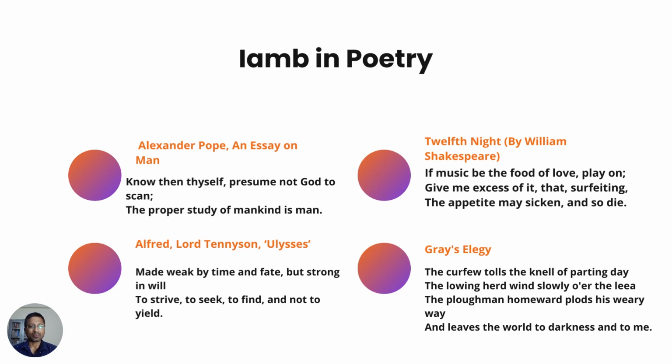Know then thyself, presume not God to scan. Pope's Essay on Man. The proper study of mankind is man. Now Tennyson's Ulysses: made weak by time and fate, but strong in will, to strive, to seek, to find, and not to yield, and so on. Of course, there are variations, but this happens to be the most common meter in English poetry.